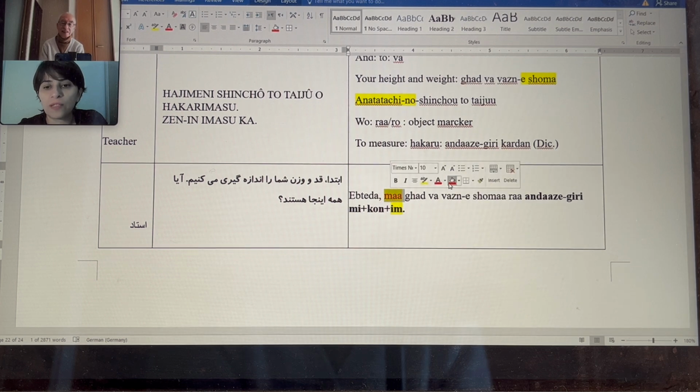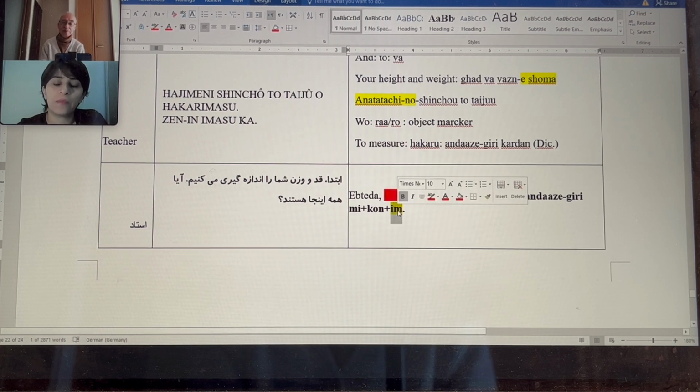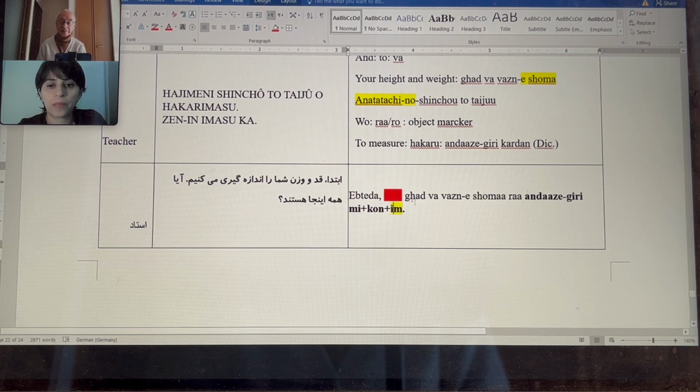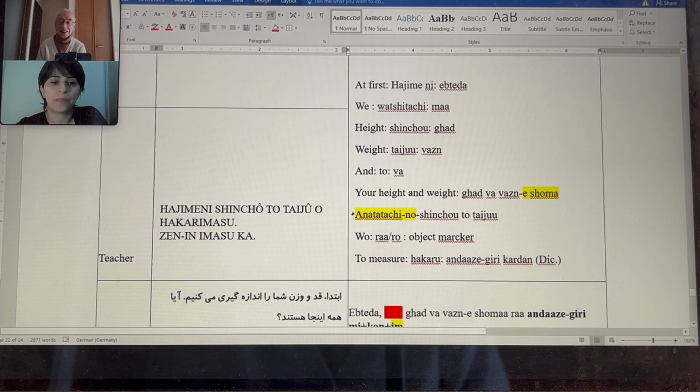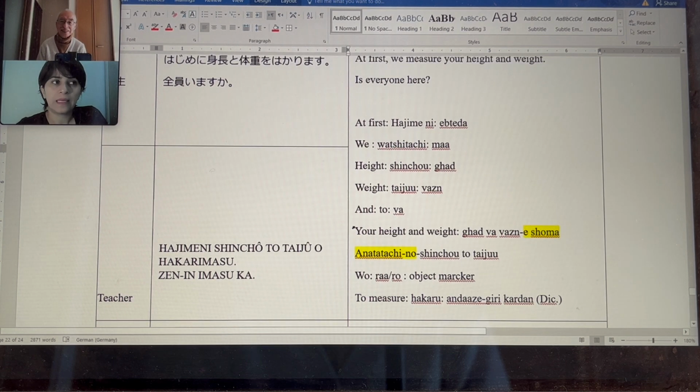Just say ebteda ghad o vazn shoma ro andaze giri mikonim. It is also okay because this im is like the personal suffix for the first person plural. Is it clear now? Yes. Okay. Good. Everybody is here. Hame injast? Everywhere.